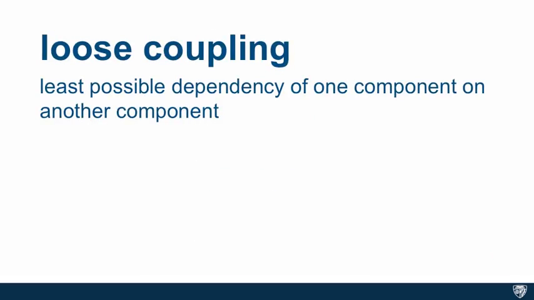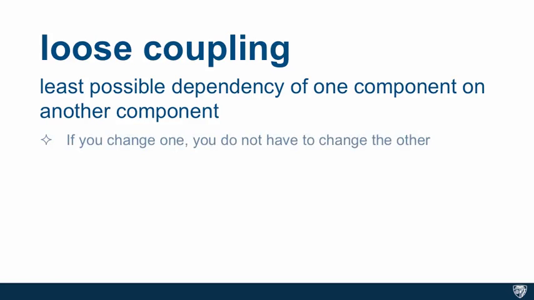On the other hand, we have this loose coupling. And loose coupling means the least possible dependency of one component on another component. Having loose coupling in software is a good thing, and it makes development much less complex because it allows you not to have to worry about the rest of the system when you're dealing with one small, loosely coupled piece of it. So to say it more succinctly, when we speak about software components, you have loose coupling in a case in which if you change one component, you do not have to change the other.